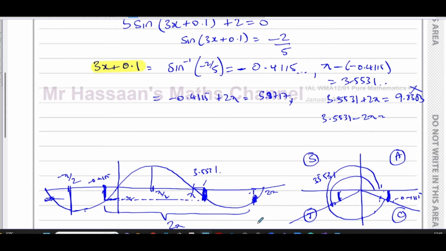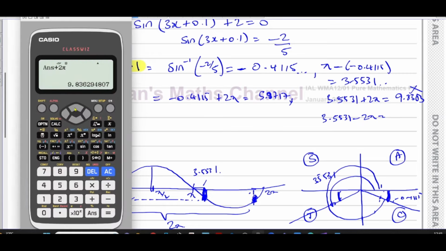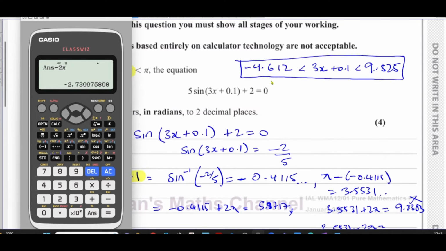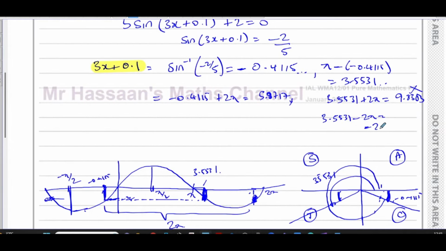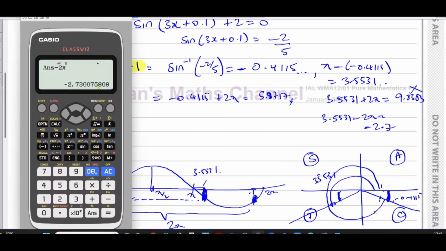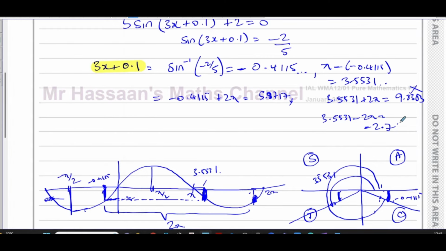So if I recall B, that's this angle. If I take away 2 pi from this, that should be within my range. Yes, it is, because we can go back to minus 4.612. So that gives you negative 2.7301. Where's the calculator gone? 2.7301. Just wanted to put those places for now.